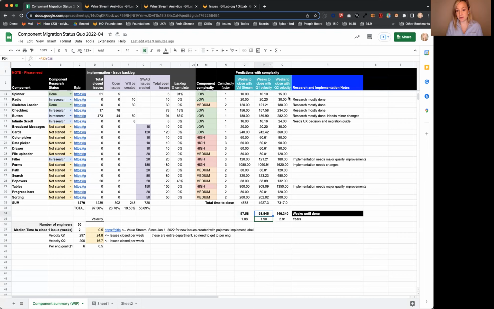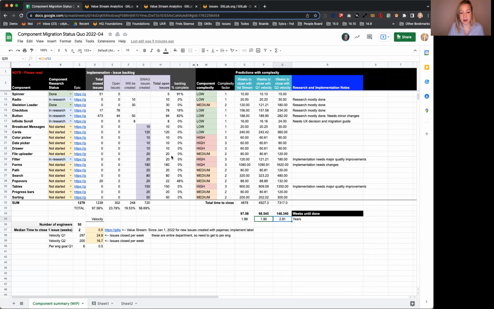And then I did it with the Q2 planned velocity, which was if we do the 200 issues in Q2, it's a little bit slower. But I think what we're seeing is these higher velocity columns in the mediums are adding maybe too much to this number. And so I think that the complexity factor could be refined and we could start getting closer on this. So with that final Q2 velocity, it would be like 2.81 years. So that feels really huge.